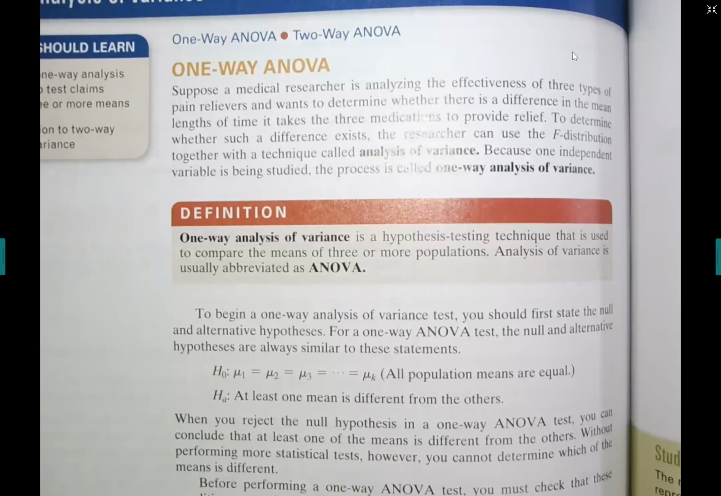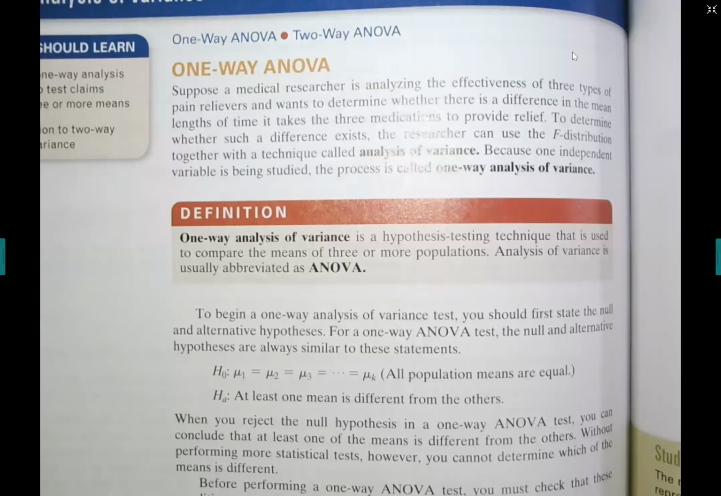So let me give you an example. Suppose a medical researcher is analyzing the effectiveness of 3 types of pain relievers and wants to determine whether there is a difference in the mean length of time it takes the 3 medications to provide relief. So you can see here, when you want to compare 2 means, you learned that already in chapter 8. You do mu1 and mu2. But what about if you have 3 means? What can we do? All the tools that you acquired in chapter 8 will not work because it has more than 2. So there must be a tool that would allow us to compare means beyond 2 of them.